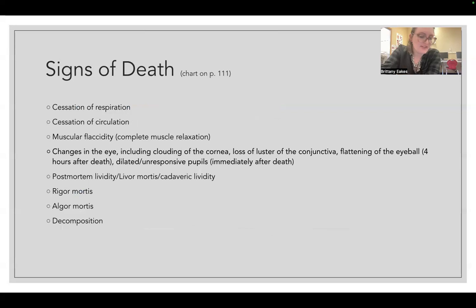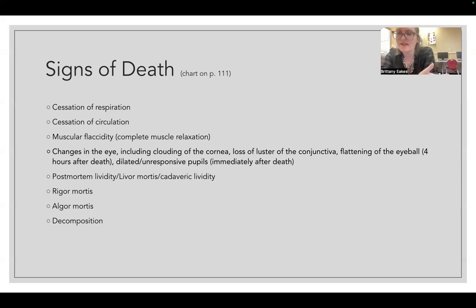All right, then we have the signs of death. I don't know if that page number is correct, if that's the 5th edition or the 6th. But the signs of death are cessation of respiration, cessation of circulation, muscular flaccidity, which is complete muscle relaxation. We'll talk about rigor mortis and the different stages of that.